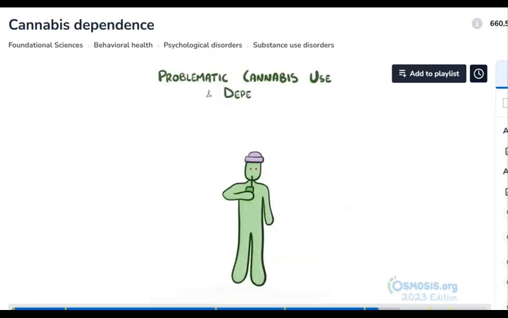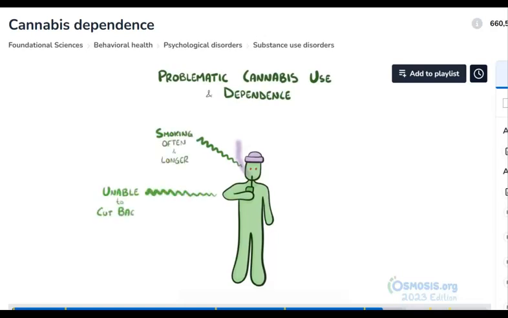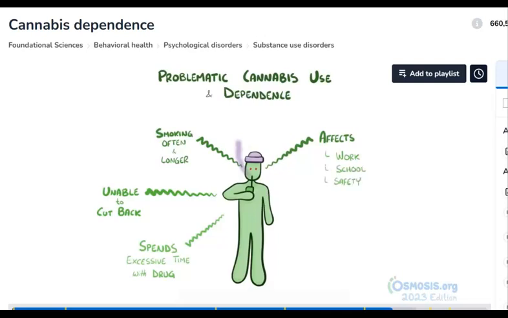Problematic cannabis use and dependence are characterized by behaviors like smoking more often or for longer than you intended, being unable to cut down, spending excessive time finding or using the drug, and craving cannabis. You might also have a problem if your use negatively affects your ability to work, go to school, stay physically safe, or have a positive home life and healthy relationships, especially if you continue to use despite having those problems.